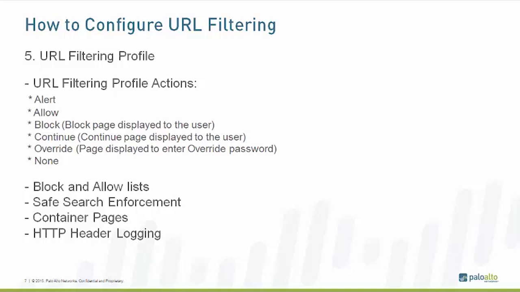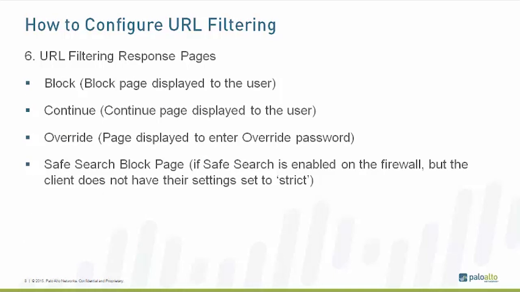Safe search enforcement, whether you want to enable that, different container pages, and HTTP header logging options. The URL filtering response pages is the sixth step here. I already mentioned block, continue, and override. These are the actual response pages that can be selected and modified to display different contents. We also have the safe search block page here, which, if safe search is enabled on the firewall but the client does not have their settings set to strict, they will see this while browsing.